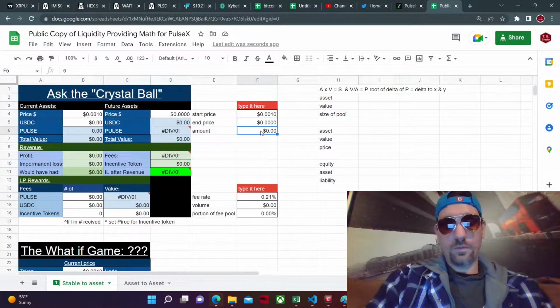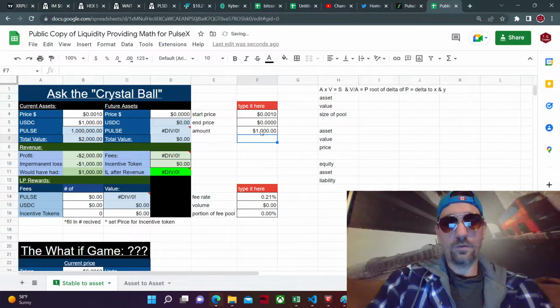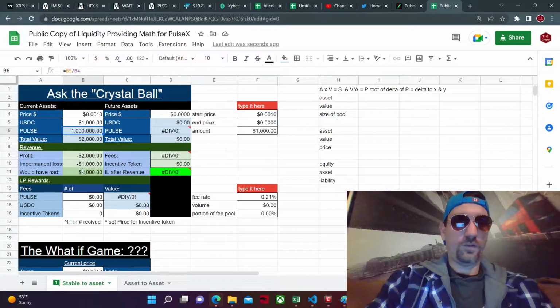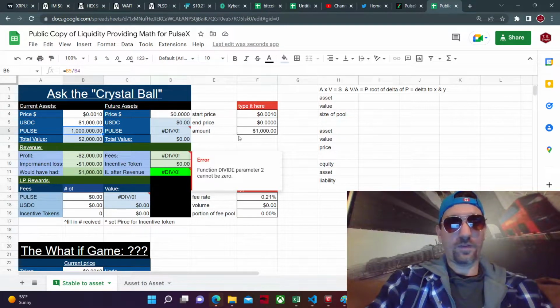How much did we want to pair in there? Did we put $1,000 of USDC and pair it with $1,000 worth of that Pulse? Ooh, well now we're starting to see the pair total value is 2,000. 1,000 on one side of the pair, and these 1 million Pulse coins would be worth $1,000 on the other side of the pair. That makes 2,000. Now since the end price went to 0, we've got some heavy impermanent loss. So we're going to have to fix that end price from 0.